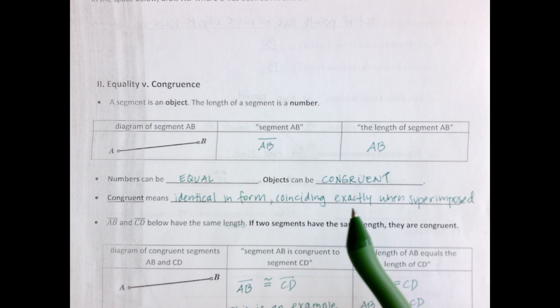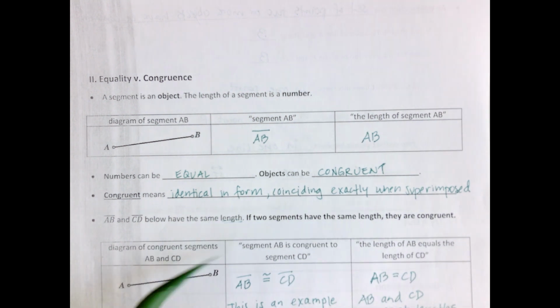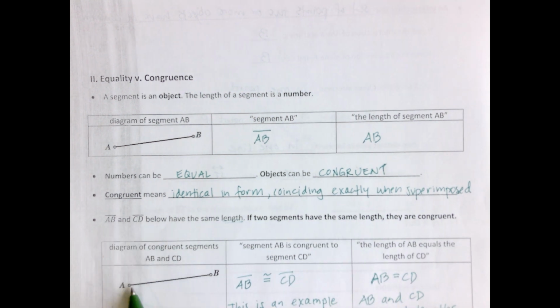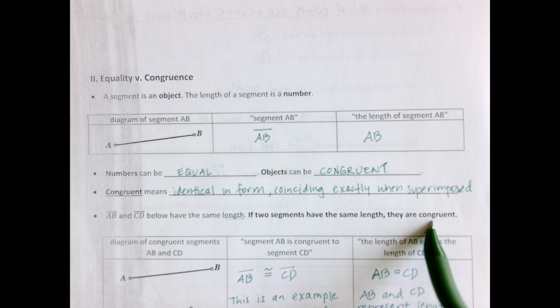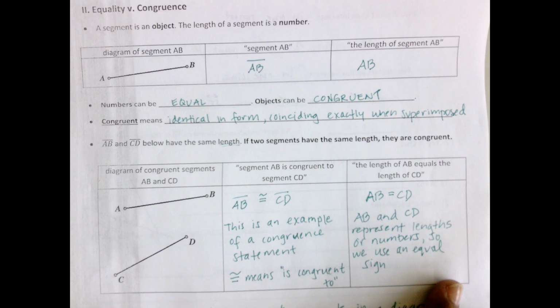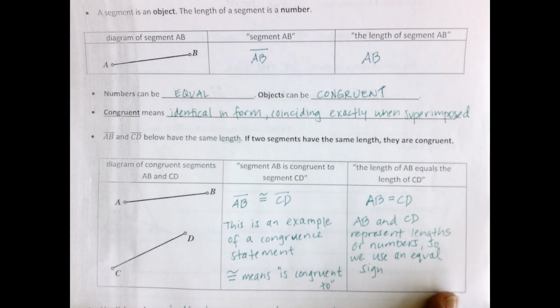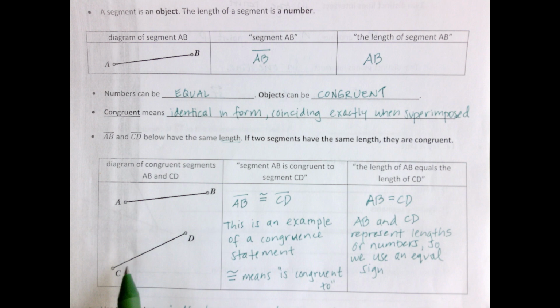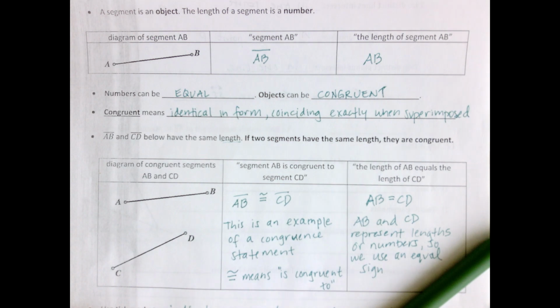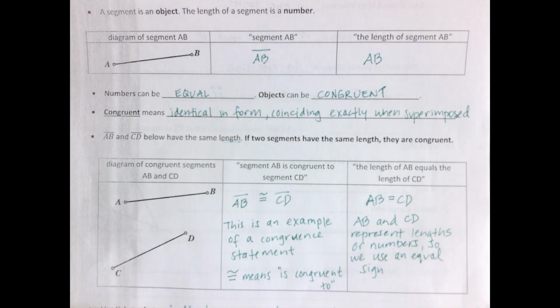All right, so let's talk about this section here. It says here, segment AB and CD have the same length. If two segments have the same length, they are congruent. And that's what we just said. So if the lengths are the same, the segments are congruent, because this segment AB and this segment CD, if I turn it and put it on top of that, lay it flat over, it will superimpose. By saying overlap, I mean one is not going to stick out.